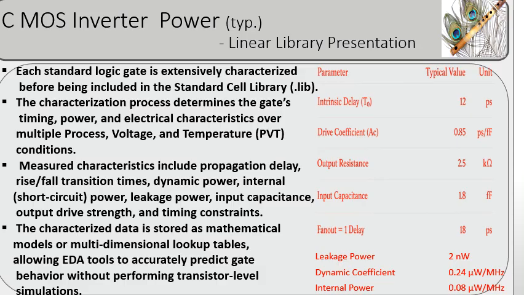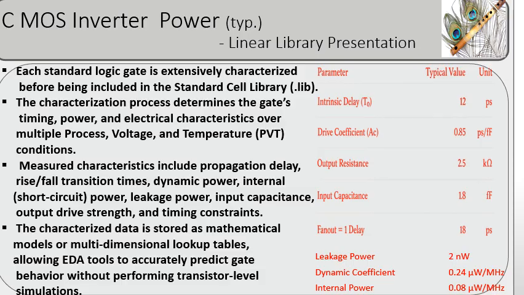Once a CMOS logic gate has been characterized, its timing and power information is stored in a standard cell library for use by synthesis and timing analysis tools. The table shown here represents a typical linear characterization model, where the cell delay is approximated as the sum of the intrinsic gate delay and the delay contributed by the output capacitive load.